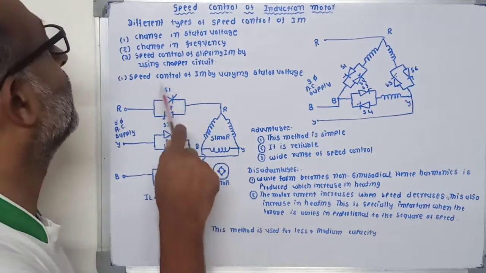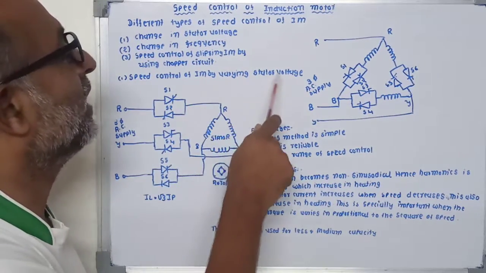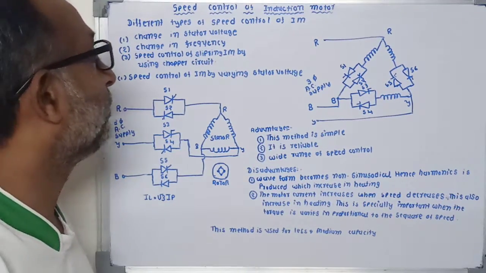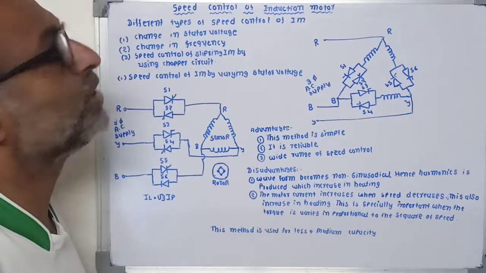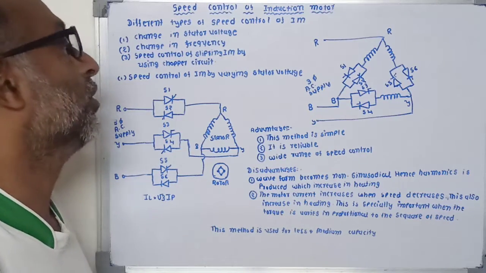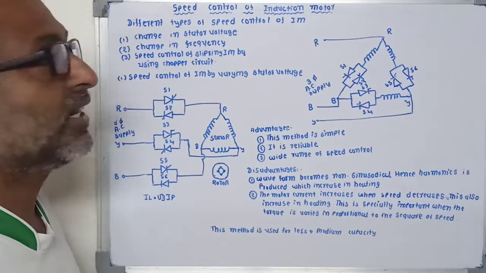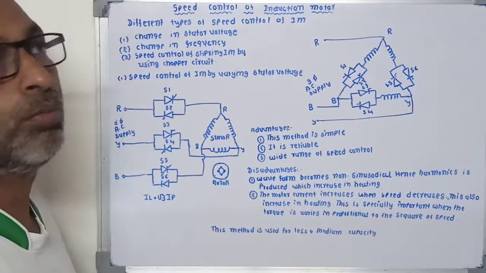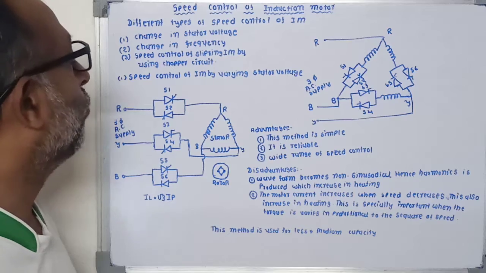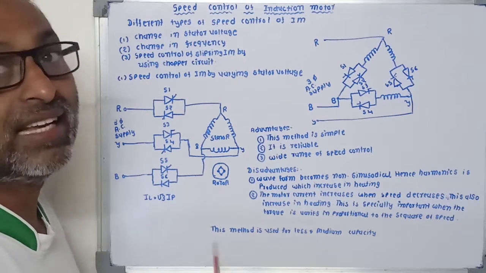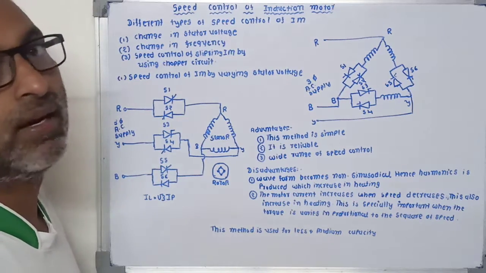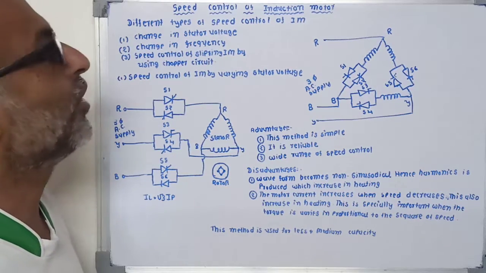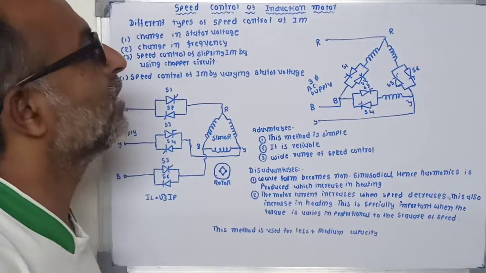First, the speed control of induction motor by varying the stator voltage. Here we are using a three-phase induction motor. The stator winding is connected in delta connection. So there are two possibilities. In one case, the SCRs are connected in the line, or second, the SCRs are connected in the phase, or you can say in the individual winding.